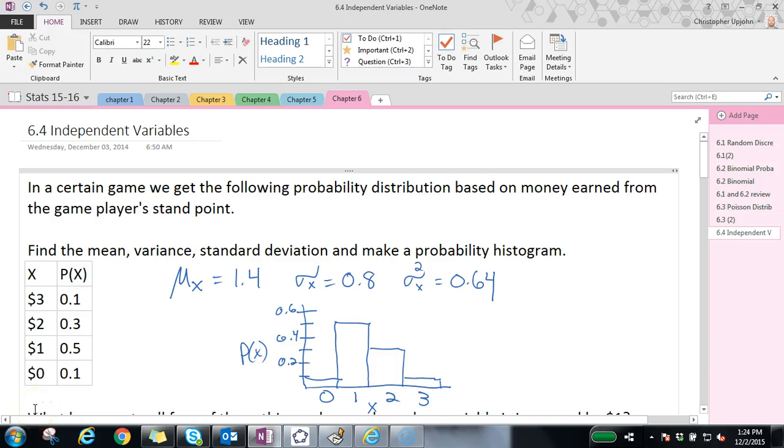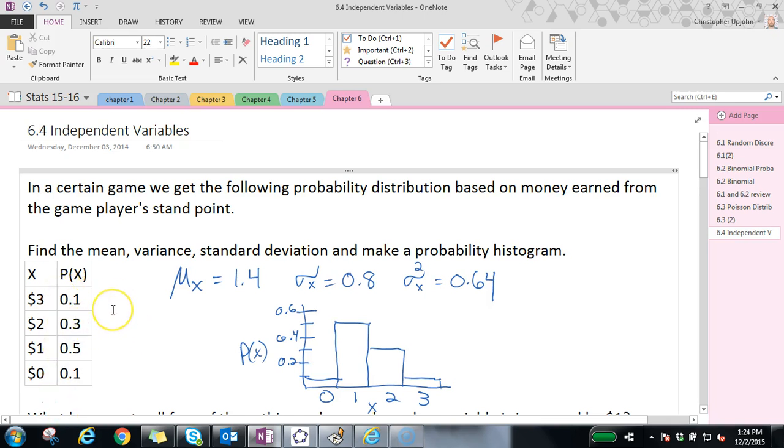Alright, here are our notes on 6.4 independent variables. This is not in our book, which is why I'm making the video here. So in a certain game, we get the following probability distribution. We don't know if it's geometric, Poisson, binomial, because we don't know anything about the game. We just have the distribution.